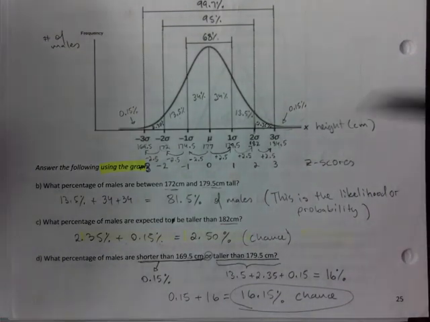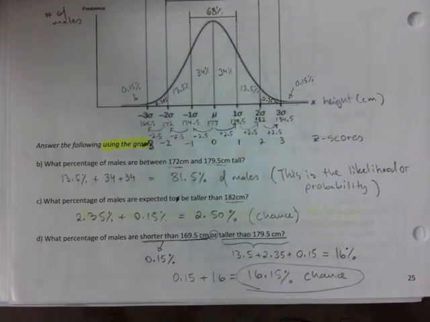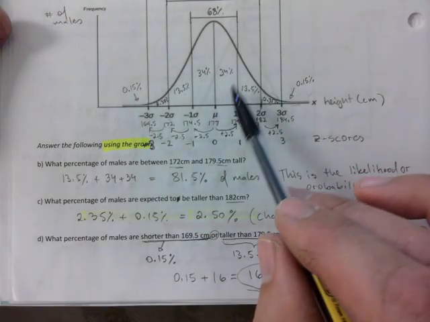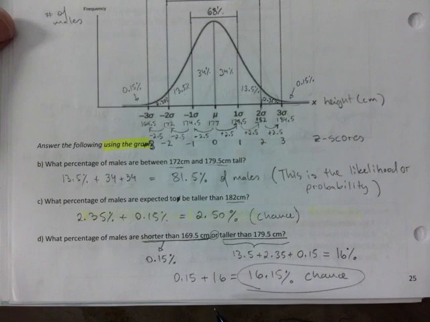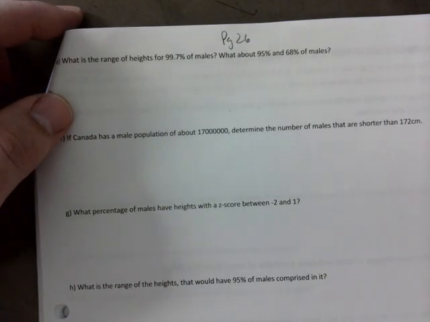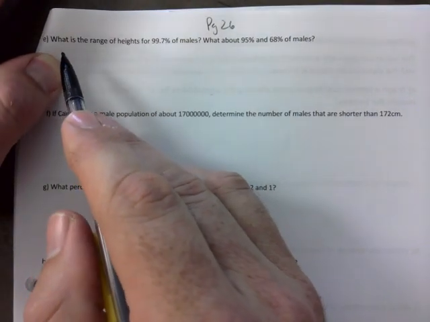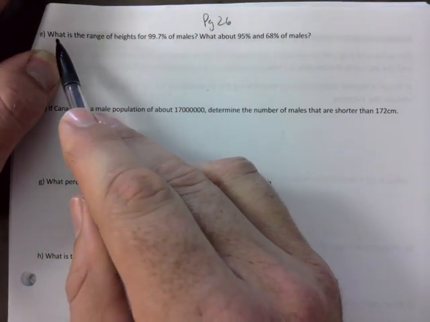Okay, so let's keep answering. I asked you to try page 26, to just try to answer those questions, right? And it's always based on this graph here. And we answered all the way to D. So let's continue with page 26. I know you weren't able to do them all, but at least you read the questions, okay?